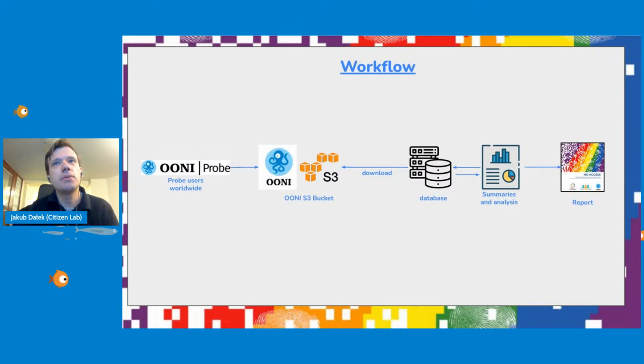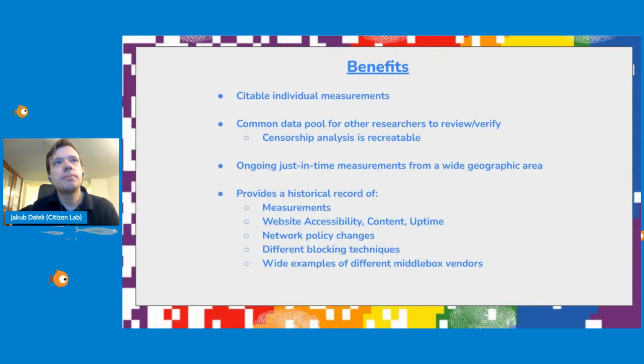Basically at the Citizen Lab, we wrote software to download those measurements from that S3 bucket and store them in a local database. And then we wrote some software in order to summarize and analyze these things in order to determine what is blocked and what's not. And the summaries and analyses basically formed the basis of the work.